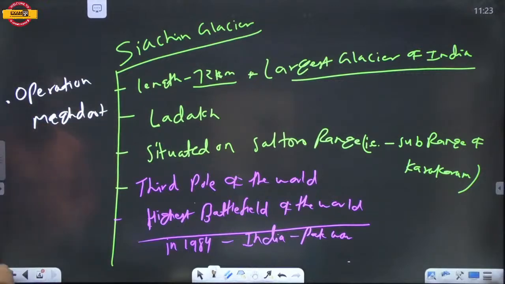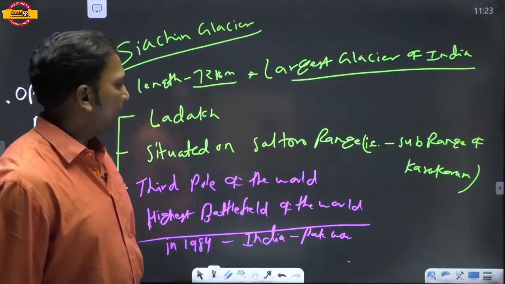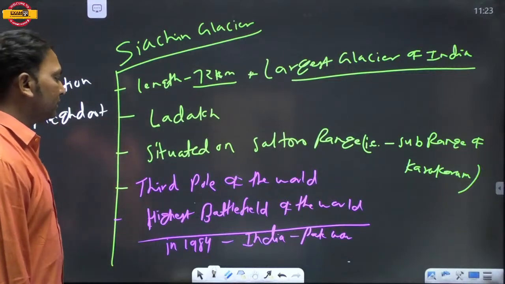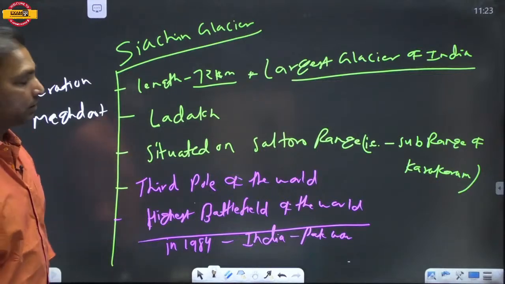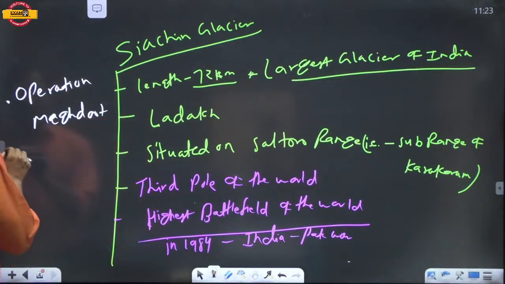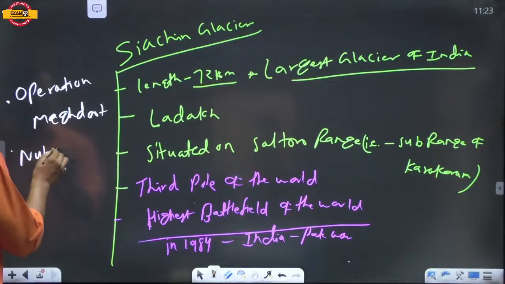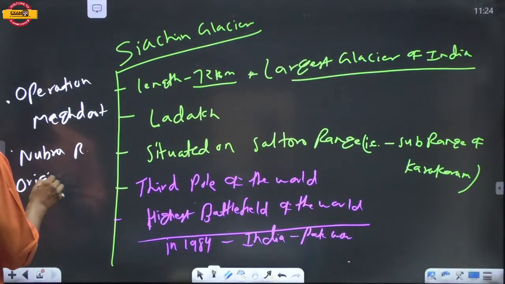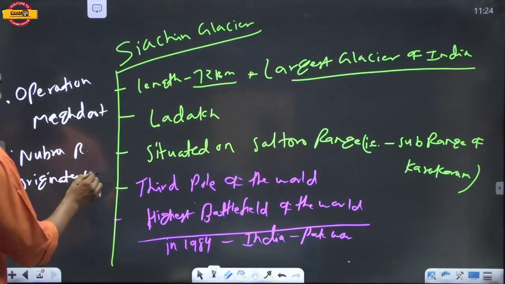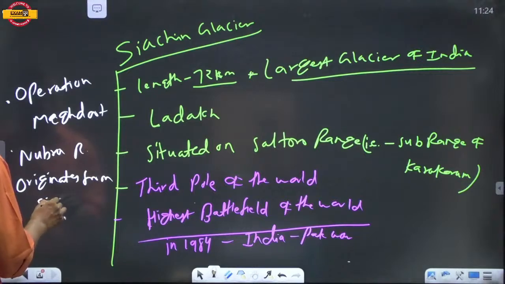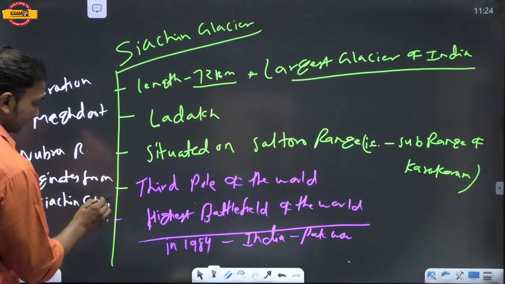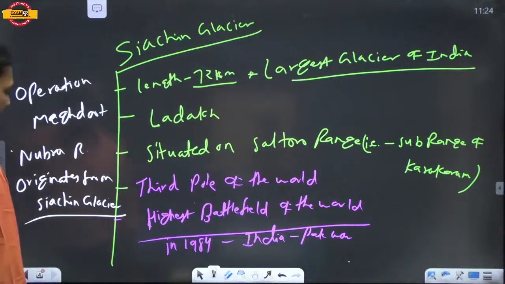Operation Meghdoot was run by the government, and this one is considered the highest battlefield of the world. And also there is a river that originates from this glacier, the Nubra River. Nubra River originates from Siachen Glacier. It was asked in IAS Pre 2020 in a multiple choice question.